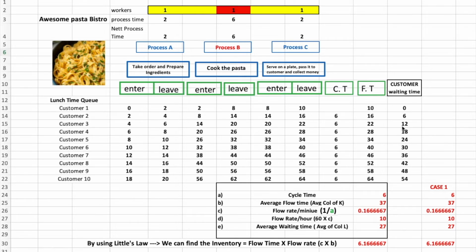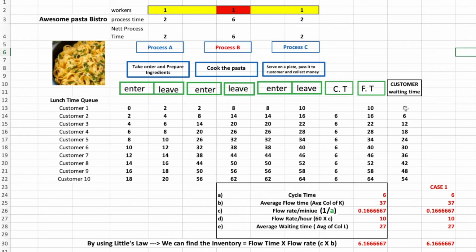I've also added another column L, which captures the actual waiting time of the customer before their order gets processed. For example, customer number 1, waiting time is 0 because when he comes in, there was nobody in the queue, so his order goes right through the system, and then exactly at 10 minutes he gets his pasta. His waiting time is 0, his order was processed straight through.